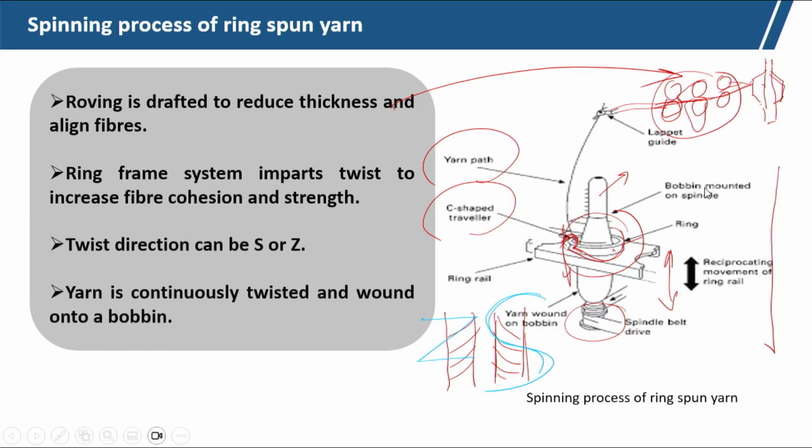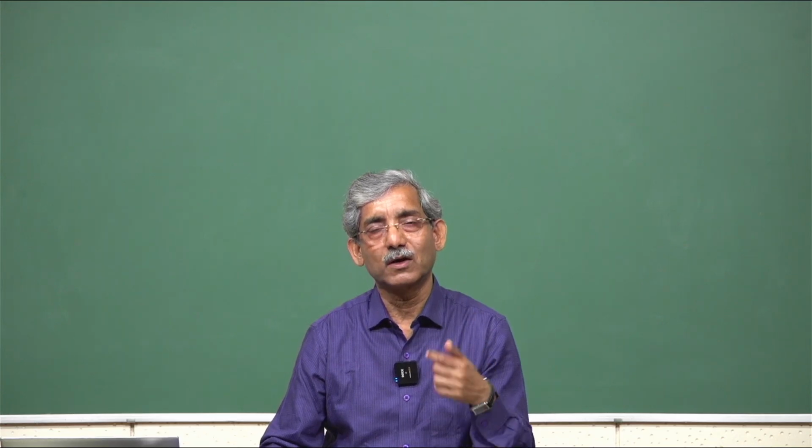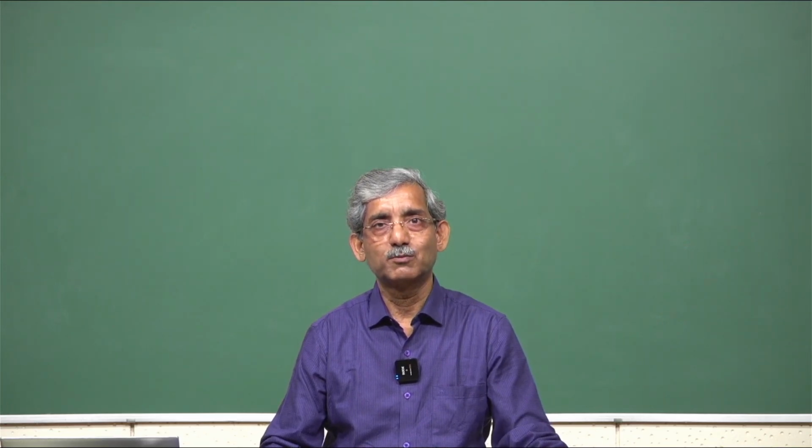The yarn is continuously twisted and wound on a bobbin. So, here the winding and twisting take place together. We are not going into detail, because you can read and you know this, due to the winding and twisting clubbing together. So, that is a limitation, we cannot go for very high speed in ring spinning.